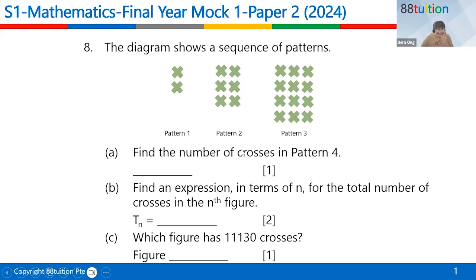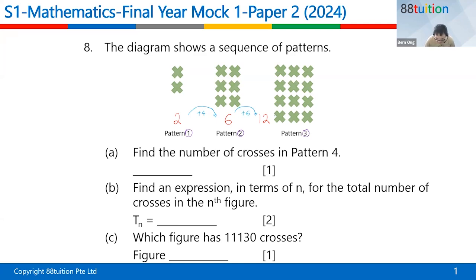So the diagram shows a sequence of patterns. Every time, you have to understand that the pattern number is very important. The pattern number is the link to the answer. So down here, what do you see? I see 2 crosses. Down here, I can count 6 crosses. Down here, I can count 3, 6, 9, 12 crosses. What's the pattern? Many of you like to do +4, down here +6. Nothing wrong.